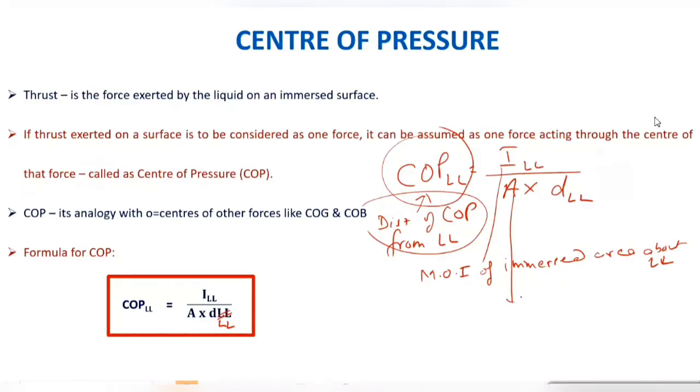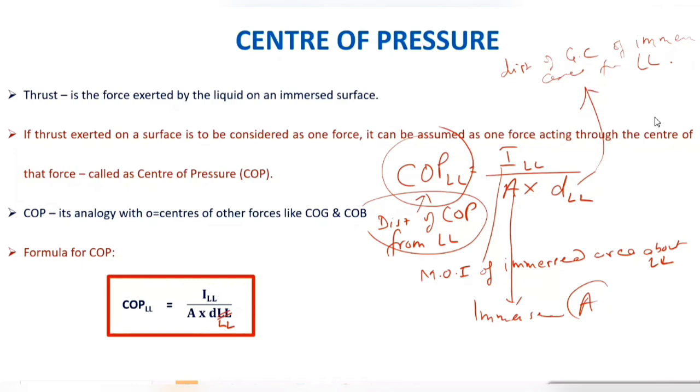What is A? This is the immersed area. What is D_LL? This is the distance of the GC of the immersed area from liquid level. So in every question, what will you be required to do? Draw the diagram, identify the immersed area, identify its geometric center, identify the liquid level, get the area, get the distance of its GC from the liquid level, and get the moment of inertia of the immersed area about liquid level. Once you get these three things, put them in this formula, you'll get the distance of the COP from liquid level. Is the formula clear to everybody, or any clarifications required?